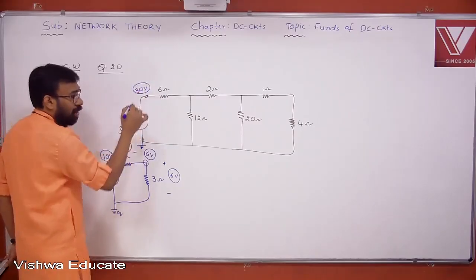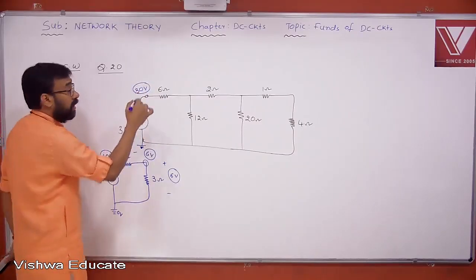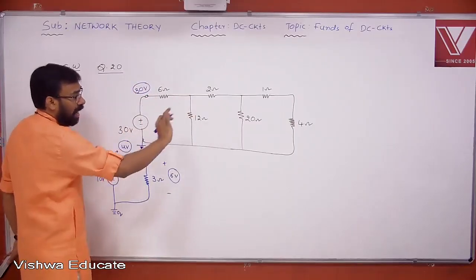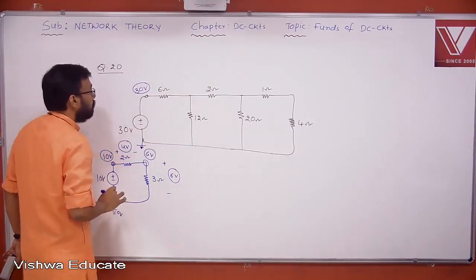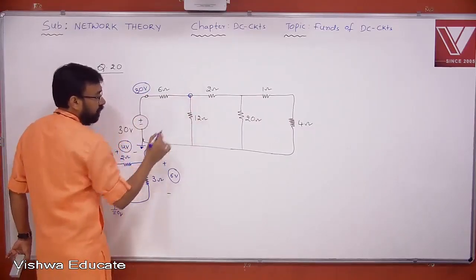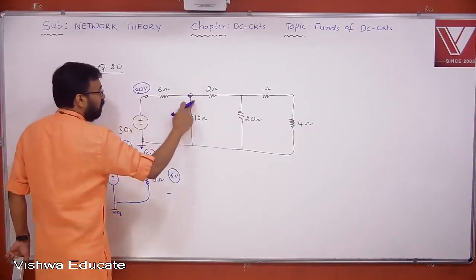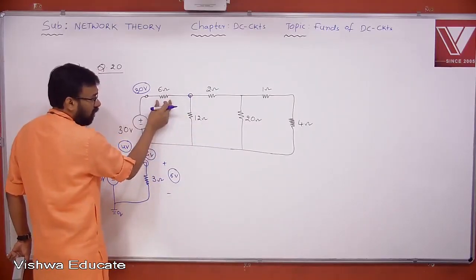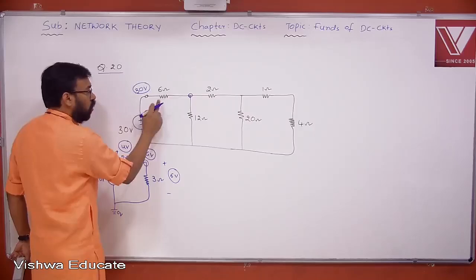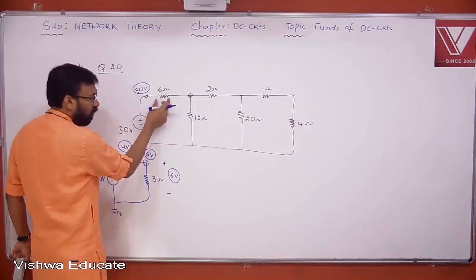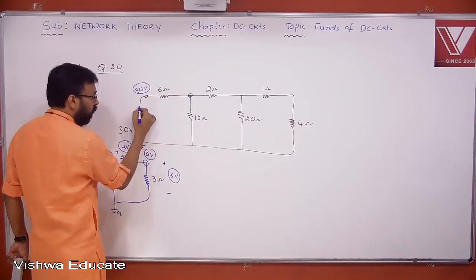Please encircle the value that I write here, whatever I am determining, leaving all others as they are given. Now, I want to jump from this point to this point. If I jump from this point to this point, I need to know the voltage across 6 volt. To know the voltage here, I must know the current. Yes or no? How do you find the current here?